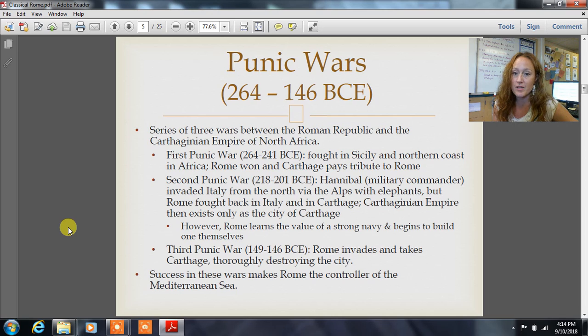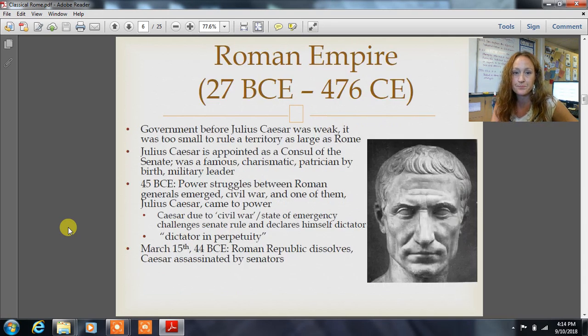However, Rome learns the value of a strong navy and begins to build one themselves. By the Third Punic War, Rome takes the offensive. They invade and take Carthage, thoroughly destroying the city. So the success in these wars makes Rome the controller of the entire Mediterranean region.